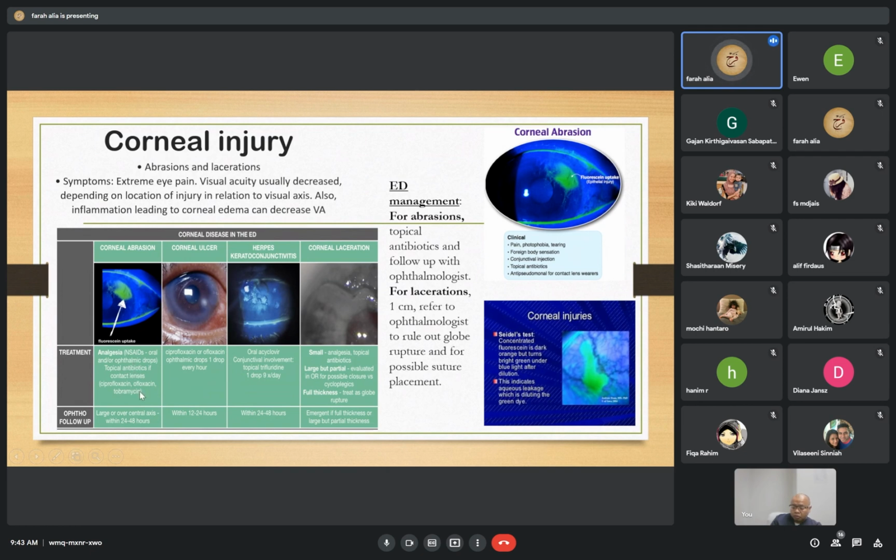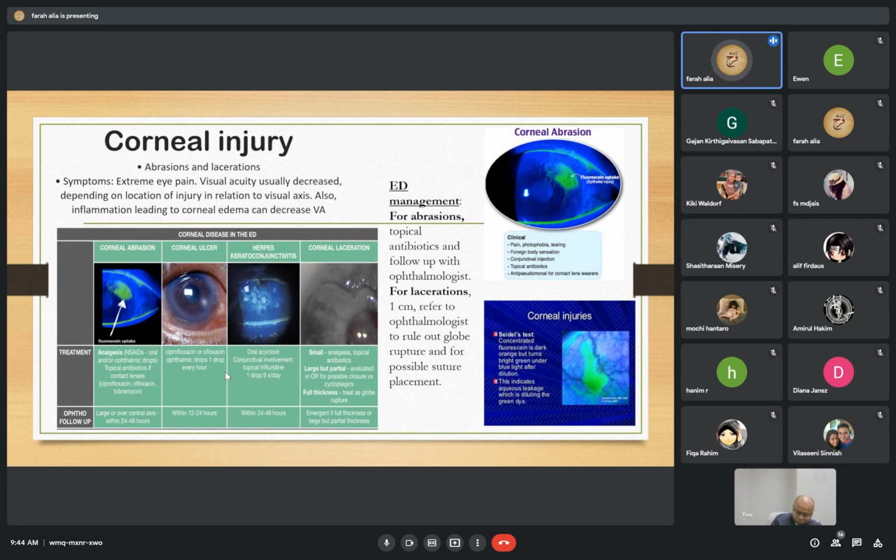Topical antibiotic if contact lens, such as ciprofloxacin or fluoxetine with tobramycin. So for the corneal ulcer, we can give antibiotics such as ciprofloxacin or fluoxetine also. For the herpes keratoconjunctivitis, we can give oral acyclovir. For the laceration, if small, we can give topical anesthesia or antibiotic.